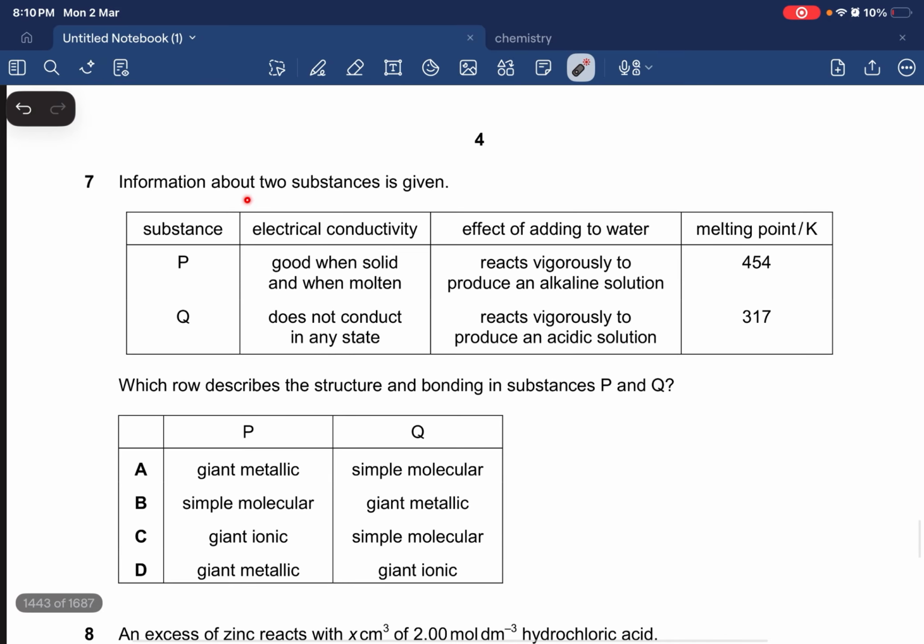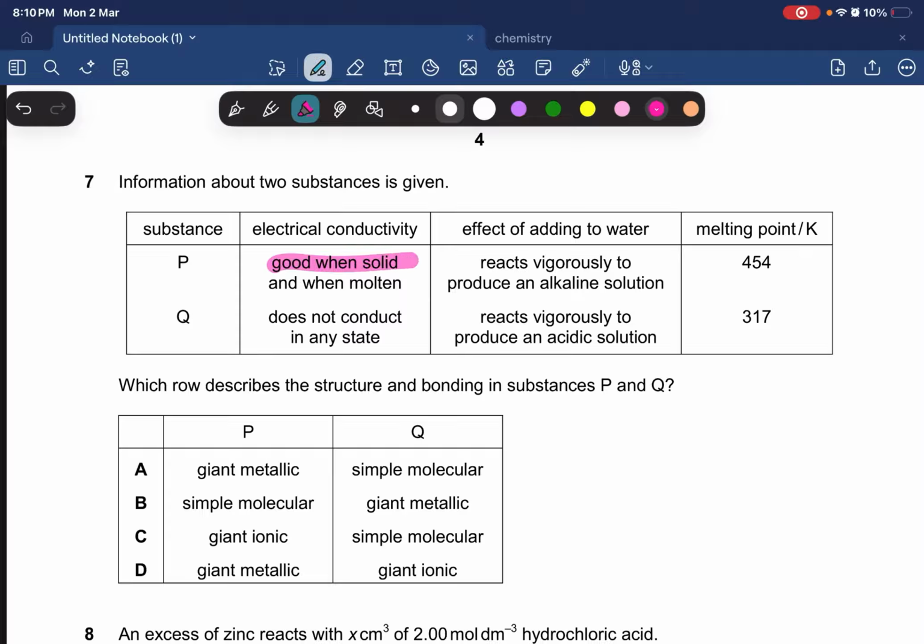Information about two substances is given. We have a substance P, which is good when solid and when molten. So we're talking about a metal over here, because only metals are good when solid and molten. If we're talking about an ionic compound, they're not good in solid. Effect of adding water: reacts vigorously to produce an alkaline solution.